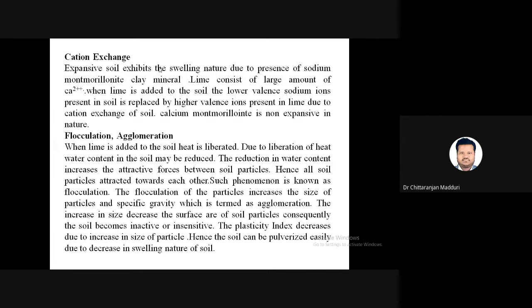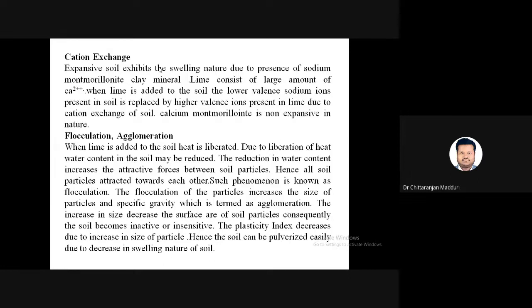When lime is added to the soil, the lower valence sodium ions present in the soil mass are replaced with higher valence ions present in the lime due to cation exchange of the soil. The calcium montmorillonite is non-expansive in nature. Because of this cation exchange, sodium montmorillonite is converted to calcium montmorillonite. Sodium montmorillonite is highly expansive in nature, while calcium montmorillonite is much less expansive. That's why the swelling nature of the soil mass is reduced due to the cation exchange process in the expansive soil.